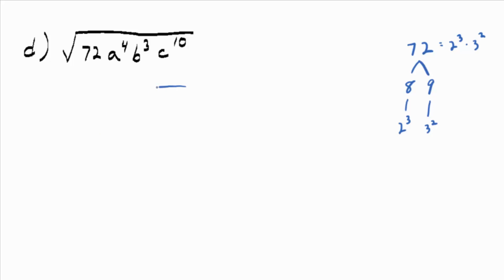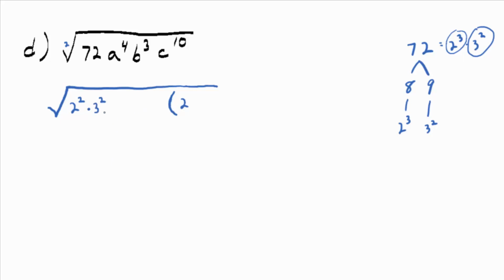Now, we're looking for perfect what powers? The index is 2, so perfect squares. So how could I break up the 2 cubed into a perfect square factor and a non-perfect square factor? It would be 2 squared times 2. I'm going to group all my perfect squares together, so I'll put that extra factor of 2 over here with a left parenthesis around it: 2 squared times 2. And then what about the 3 squared? Is that good to go? 3 squared is a perfect square, so I'm going to write that right here, 3 squared.